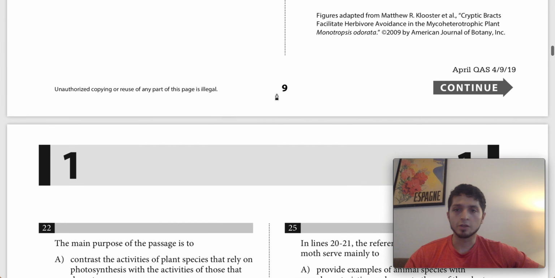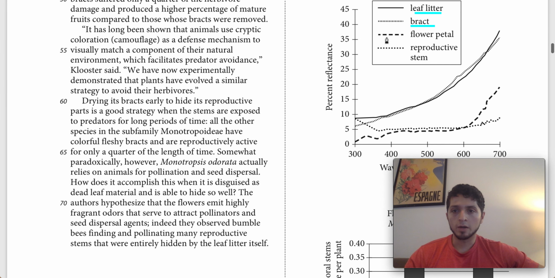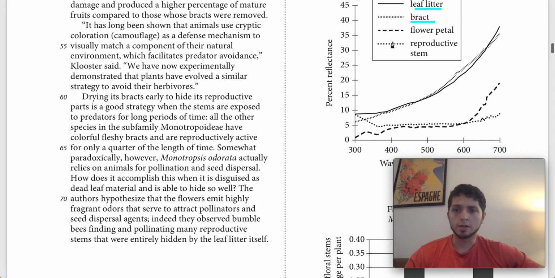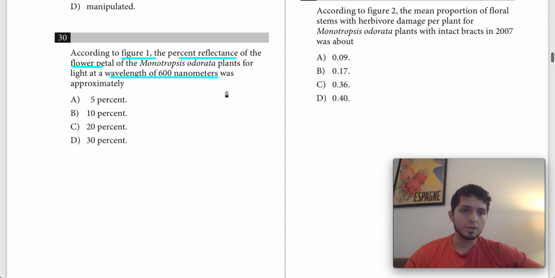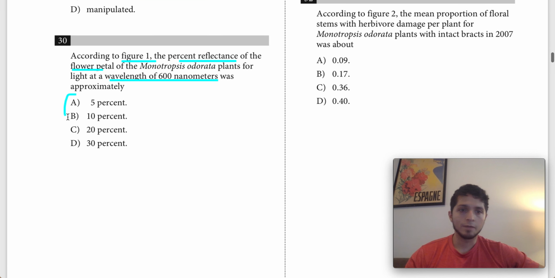Okay, pretty easy. So let's go back up. We're going to look for the flower petal, which is this bigger dotted darker line. That's right here. When we're shining a wavelength of 600 nanometers, which is about right here, what is the percent reflectance? We carry it down, and it looks to be exactly at 5%. So for that reason, we'll go down here and choose 5%, and there we go, 5% is our correct answer for question number 30.